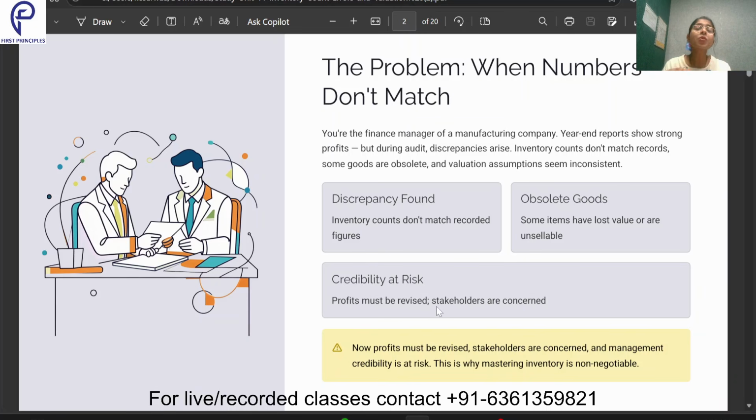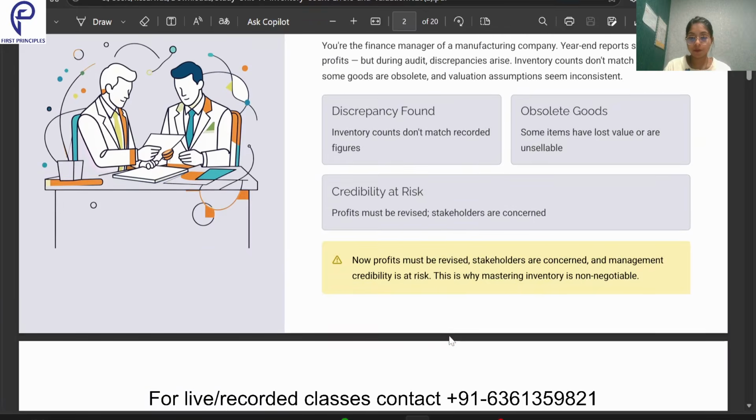Then obsolete goods, outdated goods are there in my warehouse, but I am saying that those goods are fine, when in reality they are not in sellable condition. So what should I do? I should write down those particular goods. Where should the write-down be recorded? In my income statement, and that will reduce my profits. If I am not recording that, what is happening? My profit is being overstated. So in order to solve all these problems, we have this particular chapter of inventory valuation.